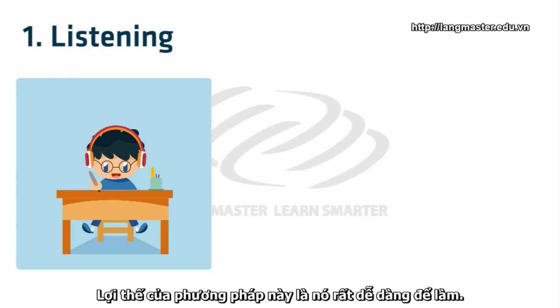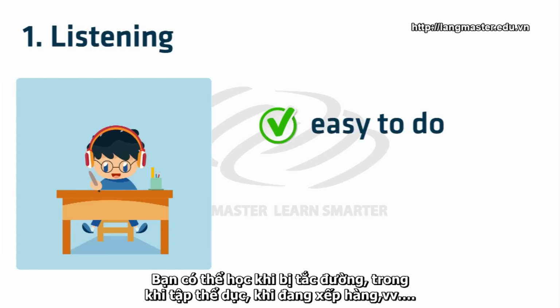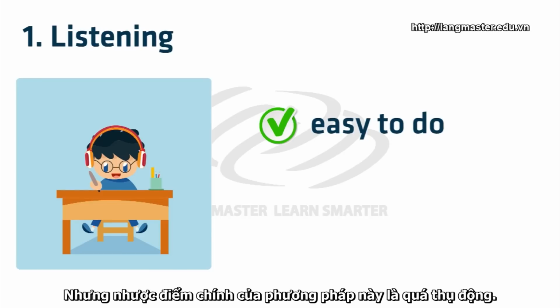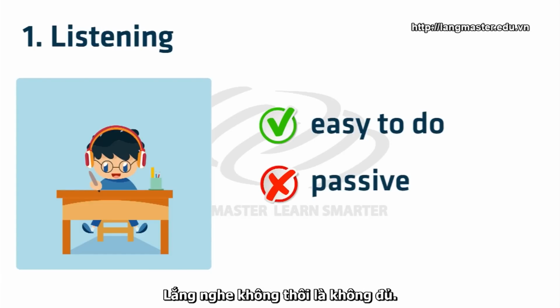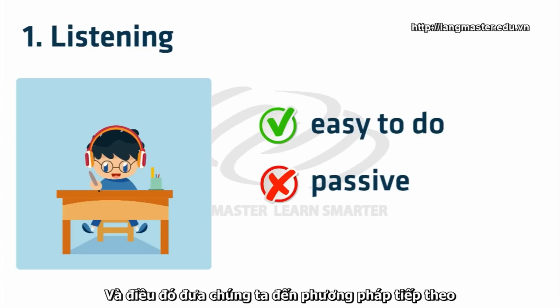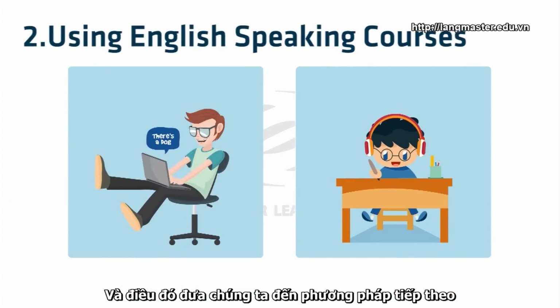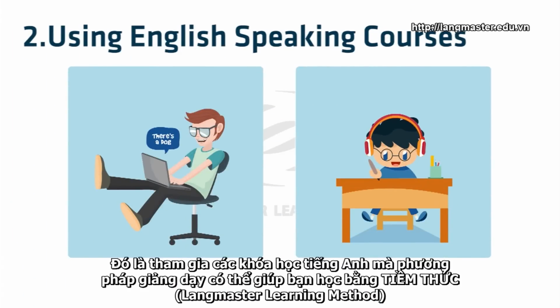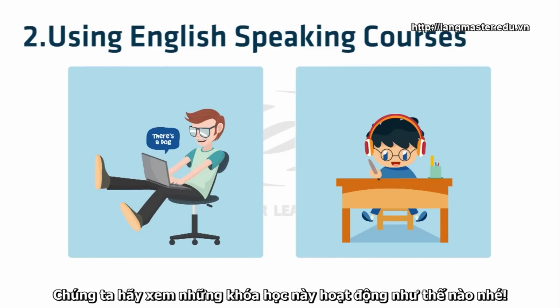An advantage of this method is that it's very easy to do. You can do it while you're stuck in traffic, whilst exercising, whilst waiting in line, and so on. But the main drawback of this method is that it's too passive. Listening alone is just not enough. You have to combine listening with some sort of speaking practice. And that brings us to the next method, which is to use English speaking courses that teach English implicitly. Let's see how these courses work.